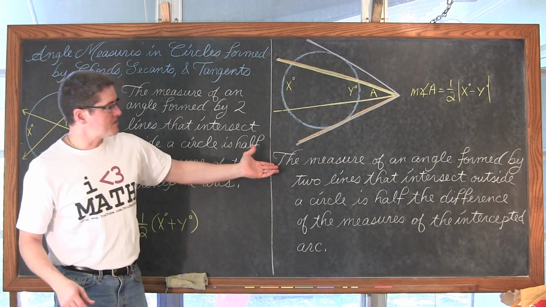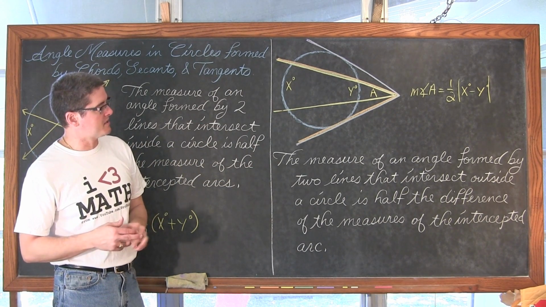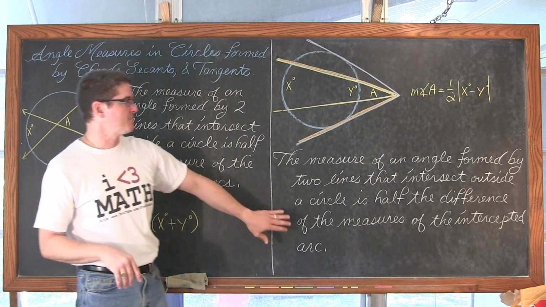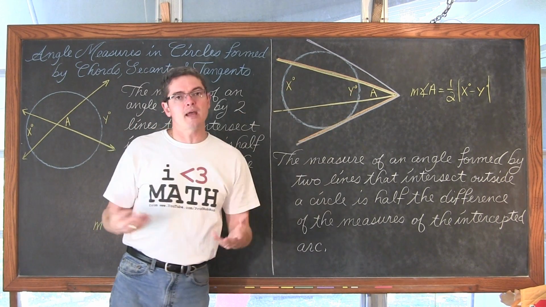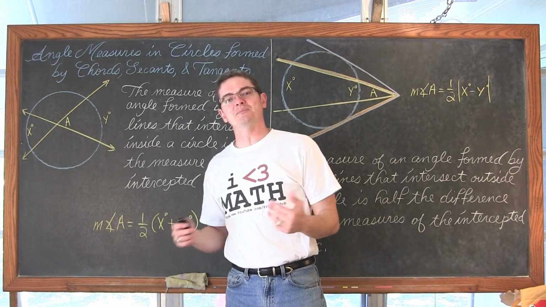Okay, so I'm going to read now what I've verbally said. The measure of an angle formed by two lines that intersect outside a circle is half the difference of the measures of the intercepted arcs. Okay, so let's get to these three examples and see how all this works out.